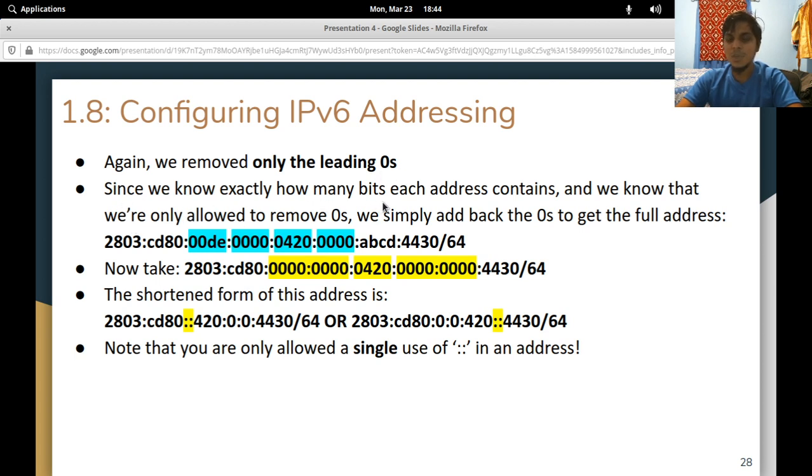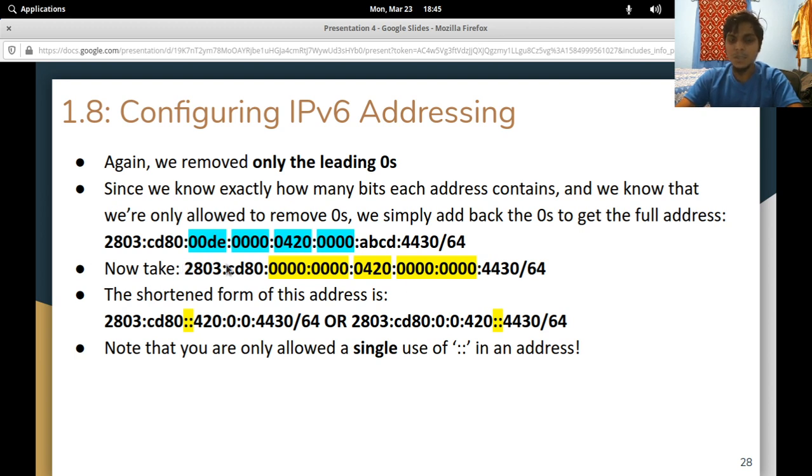Since we know exactly how many bits each address contains, and we know that we are only allowed to remove zeros, we simply add back the zeros to get the full address. So again, because we know exactly what we were allowed to take out, we could add back those exact things and make back our full address, which in this case is only leading zeros. So you can't remove a 2, you can't remove an 8, can't remove a C or D, anything else. You could only remove zeros, and you could only remove zeros at the start.